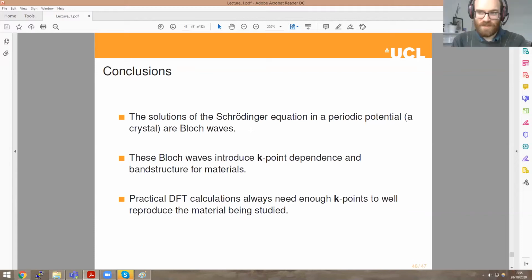Well, feel free to ask if anyone else has any more questions, but otherwise I'll just run over the most important points to take out of this material. Which is that if we solve the Schrödinger equation under a periodic potential, i.e. what we would have in a crystal, then the solutions of that Schrödinger equation will be Bloch waves in the absence of interaction. Although when we introduce electron-electron interaction, it's normally just a small perturbation.